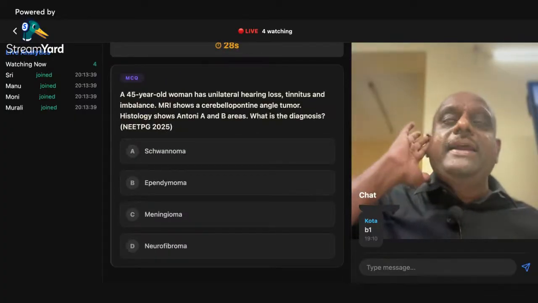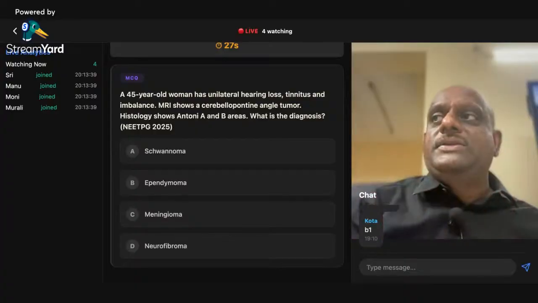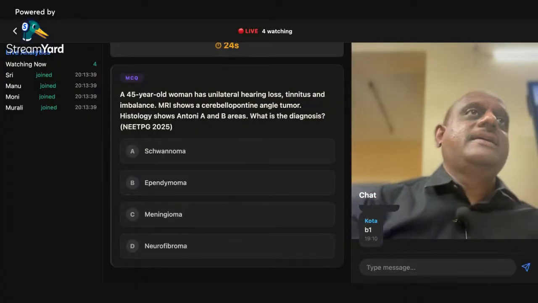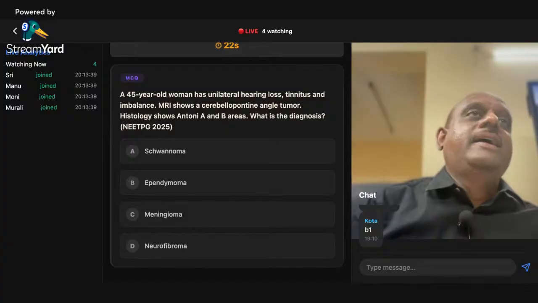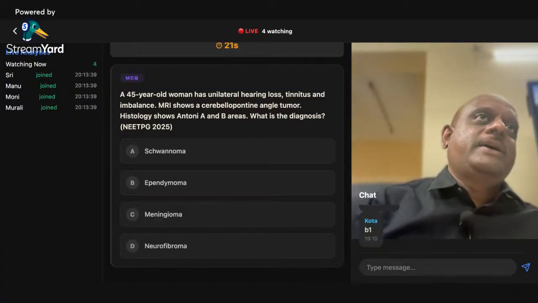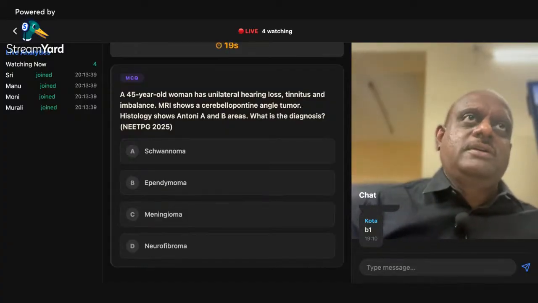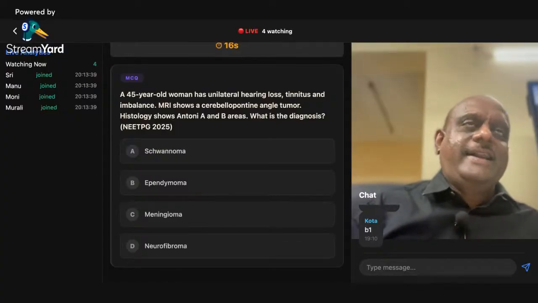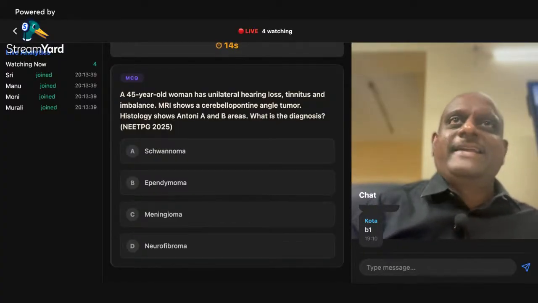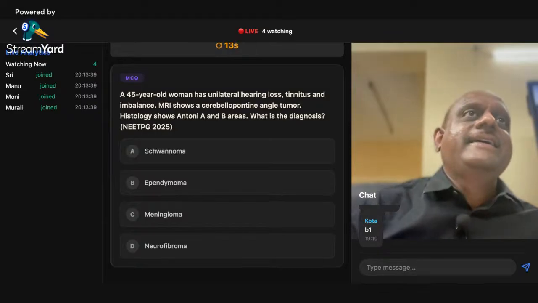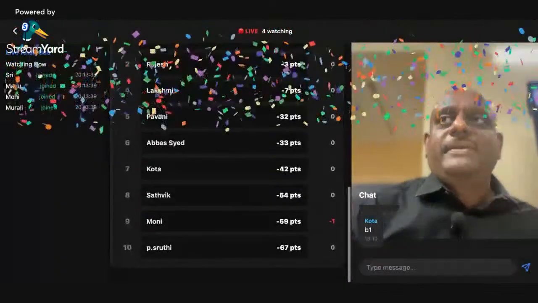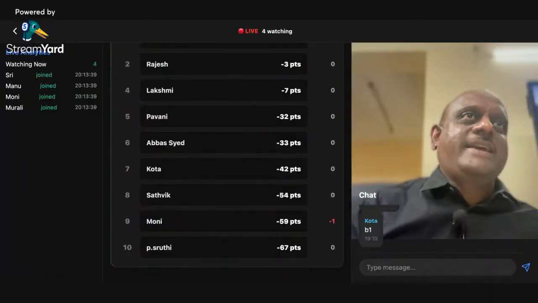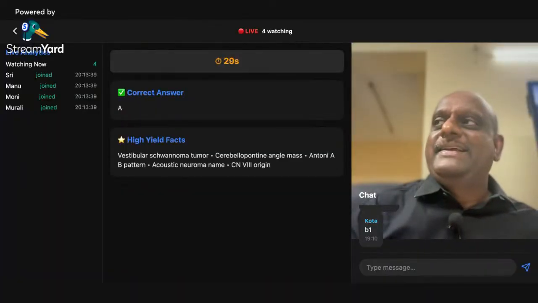A 45-year-old with unilateral hearing loss, tinnitus and imbalance. Cerebello-pontine angle tumor. Which one is it? Come on. It is the acoustic neuroma. It's also called vestibular schwannoma. Right? Easiest question.